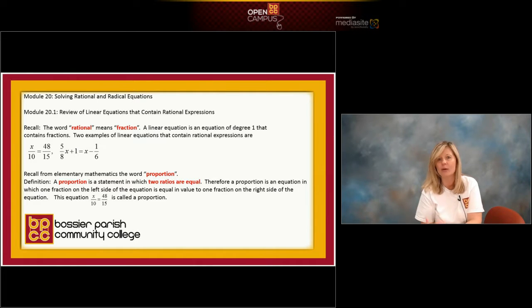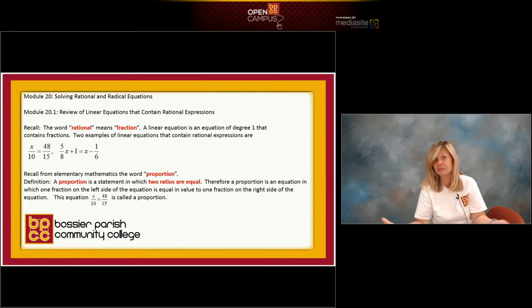And it goes back to vocabulary. I love mathematics because vocabulary does not change meaning. If we talked about the word rational back in Algebra 1 and back in previous modules of Algebra 2, the word still means the same thing today. Rational implies fractions. Every time you hear the word rational, you think of a fraction. So a rational equation is an equation that contains fractions.